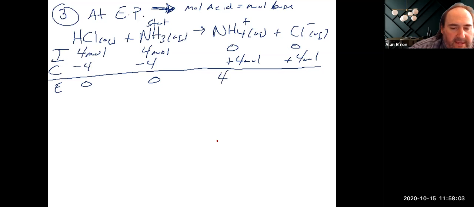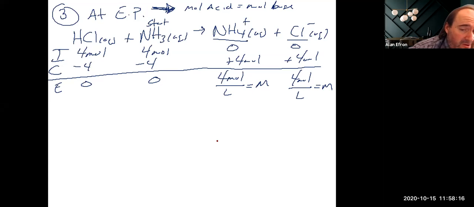We will end up with, again, 4 moles of this guy, 4 moles of this guy. We're going to convert it into molarity by dividing by the total volume. And now what we're left with is basically a salt. Although I broke it apart, we're basically left with ammonium chloride, which again is a salt. And as we talked about in the previous step, our chloride coming from hydrochloric acid is going to be neutral, so really not going to affect the pH.